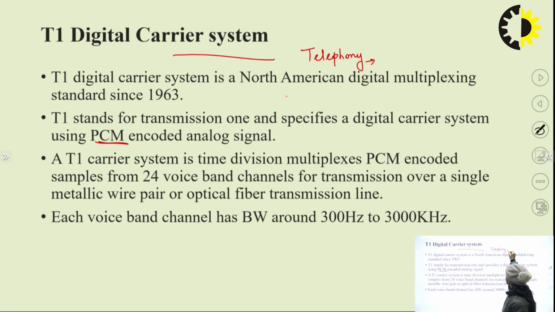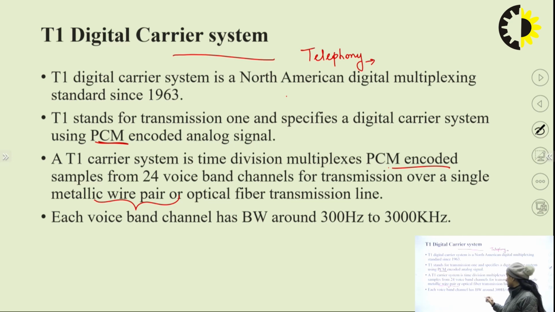It was initially used for combining 24 voice channels to pass via a single line. A T1 carrier system is time division multiplexing. It multiplexes PCM encoded samples from 24 voice channels for transmission over a single metallic wire pair. We know that earlier telephony was over wired network. So T1 system initially combined 24 voice channels. 24 customers can be accommodated at once.